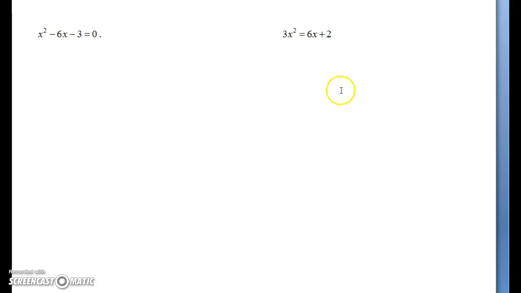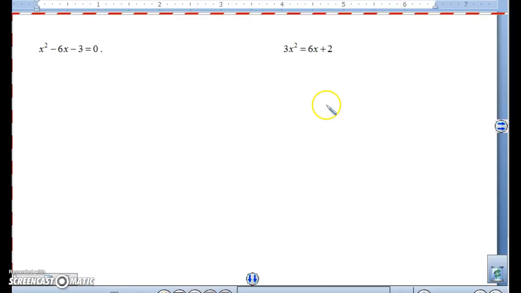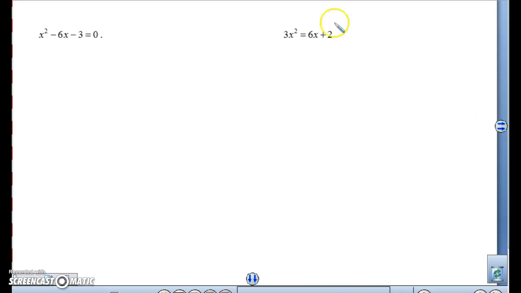First thing we have to do is get the equation in standard form. So we want it in descending order, highest exponent first, equal to 0. So we want to move the 6x plus 2 over to the other side. I like to keep my x squared positive, so that's what I'm going to do. So I'm going to subtract the 6x and subtract the 2 and put them on this side in order. So that's going to be 3x squared minus 6x minus 2 is equal to 0.